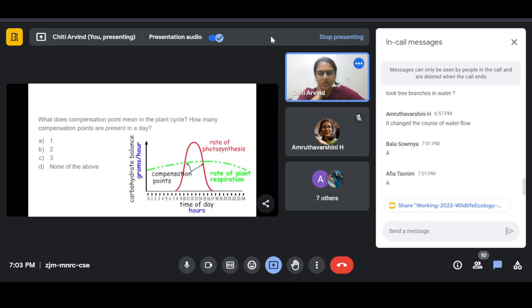Okay, so tell me, what does compensation point mean in the plant cycle, and how many compensation points are there in a day? Anybody? Okay, so I think the illustration is clear. There are two. So can someone please explain what is compensation point? Or just explain this graph. What do you understand by this graph?